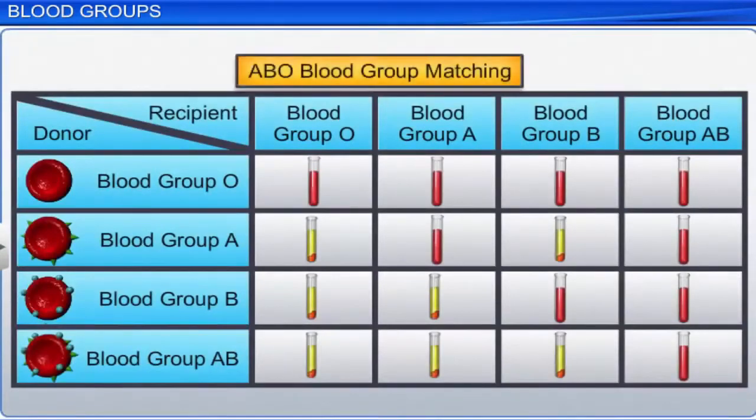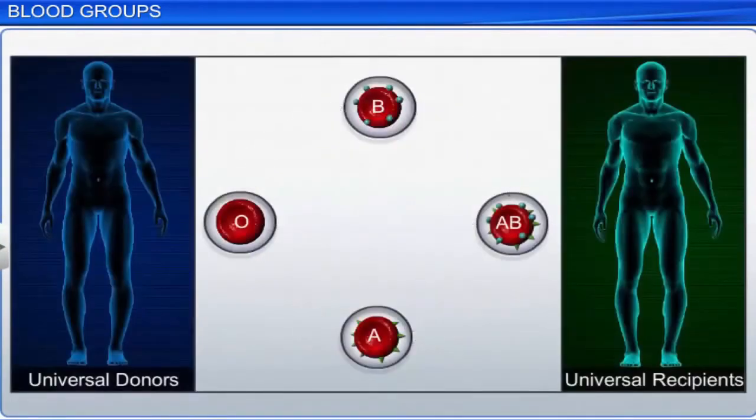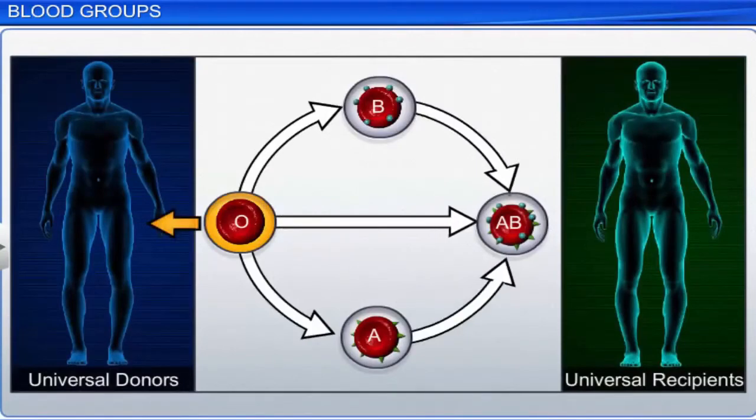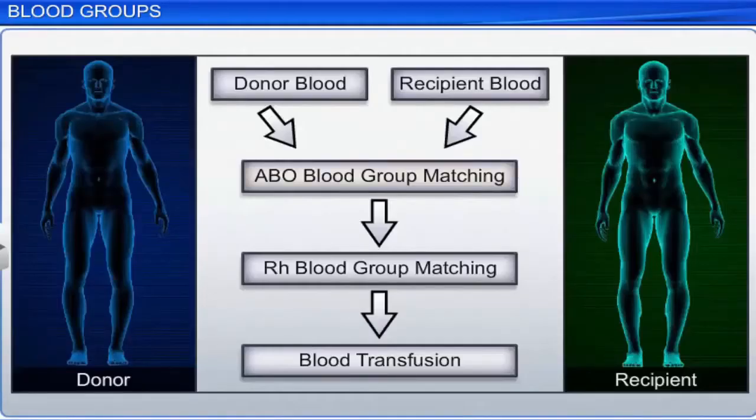This table showcases the results of ABO blood group matching between different blood groups of donors and recipients. From these results, it is clear that individuals with blood group O can donate blood to all blood group types, but receive blood only from individuals with blood group O, whereas individuals with blood group AB can receive blood from all blood group types, but donate blood only to individuals with blood group AB. Hence, individuals with blood group O type are called universal donors, while individuals with blood group AB type are called universal recipients.